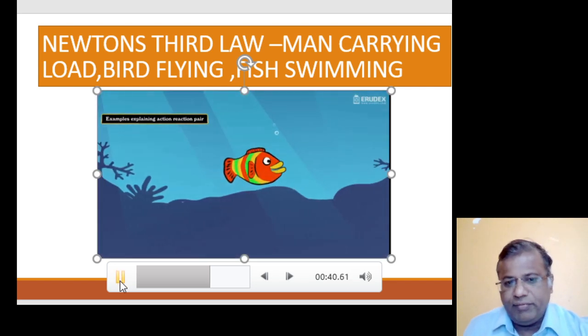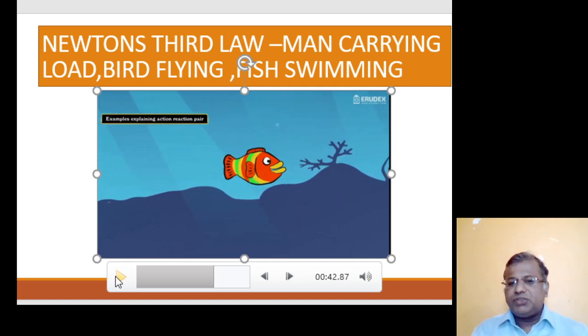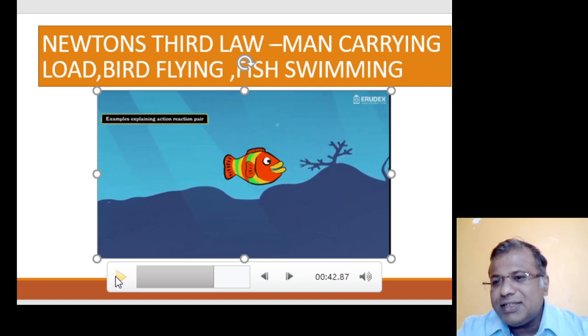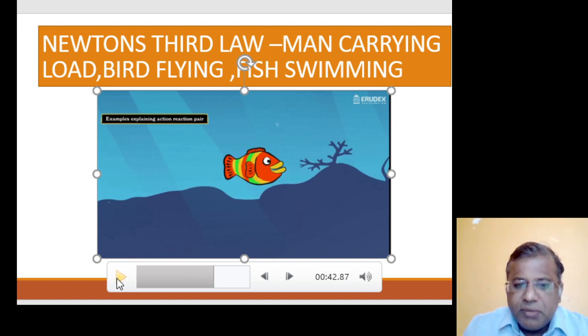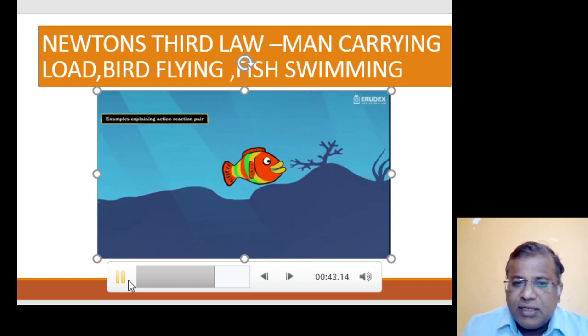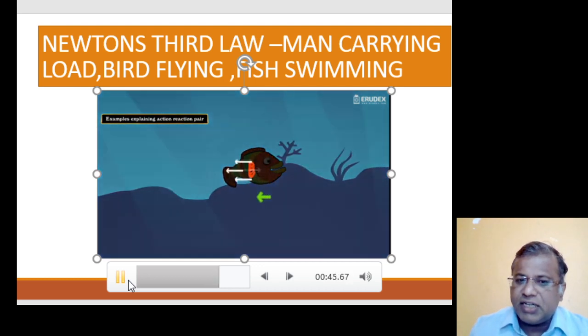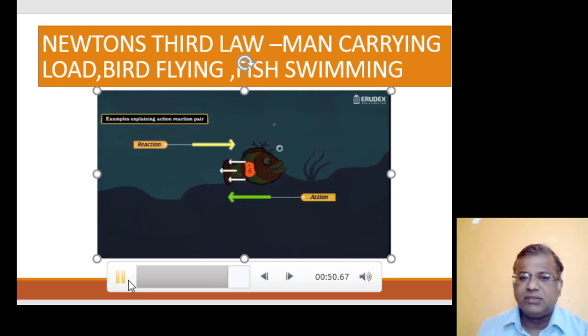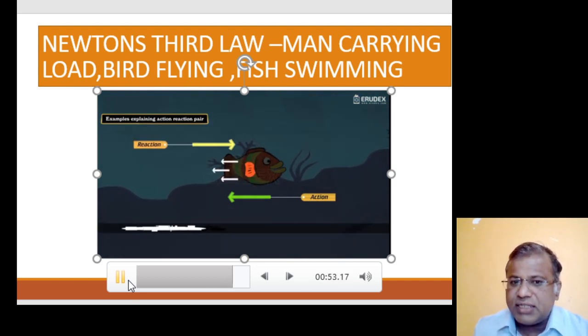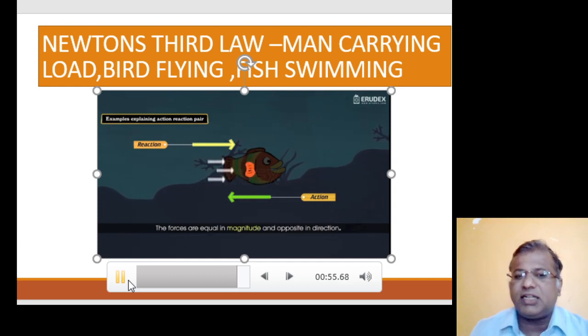Now, if you see the next example, the fish over here, how do you think a fish swims, or how do we swim? When you are swimming, you are trying to push the water in the backward direction, and the water in turn pushes you in which direction? Forward direction. So here you can see this fish pushes the water in the backward direction, which is the action. And the reaction to this is that the water in turn pushes it in which direction? Forward direction.